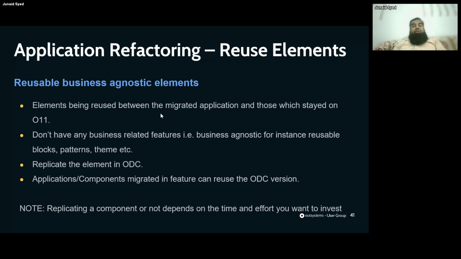This was an area where you can save a lot of time. You don't have to redevelop the things in ODC. So this is how we reuse the elements from O11 in ODC, which are business agnostic.